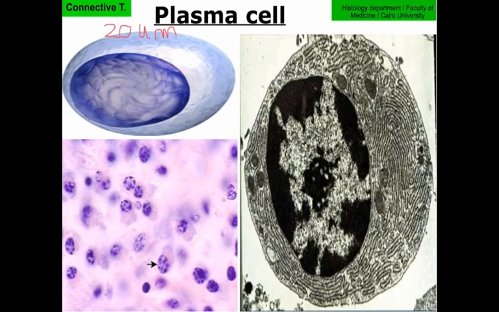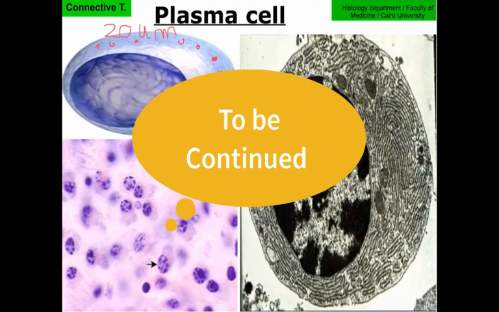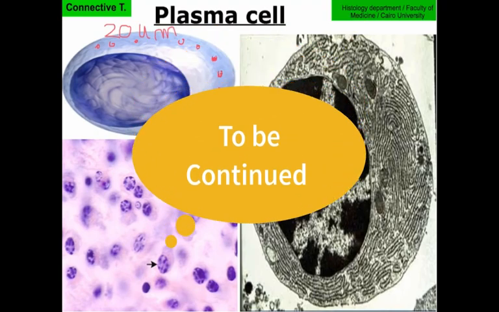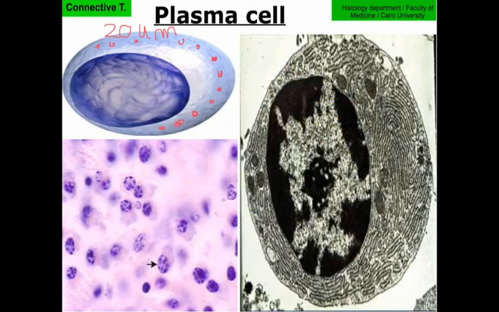Sometimes you can see under the light microscope acidophilic bodies here. These bodies are called Russell bodies, and they are suggested to be accumulated antibodies inside the cells. Then, as regards the electron microscope, it is a protein-synthesizing cell as it produces antibodies, which are glycoprotein in nature, so you can expect to have a well-developed rough endoplasmic reticulum.